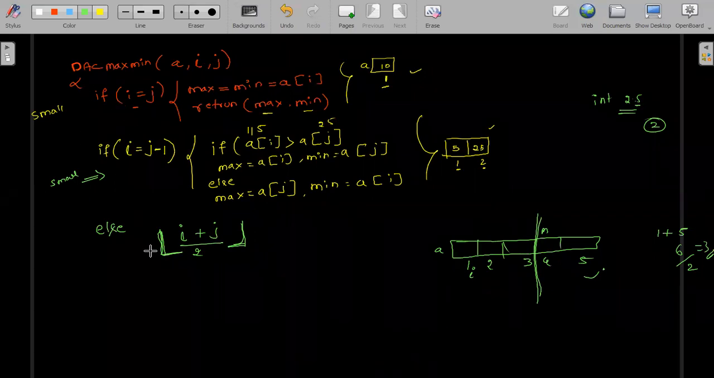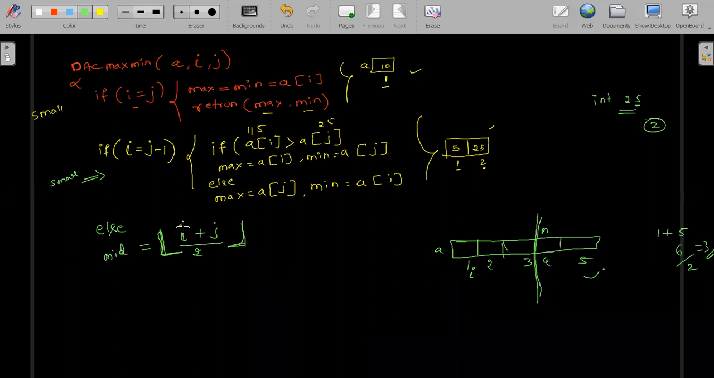So for this, the mid is what we are getting. That's it, very simple. The i value is the starting index, the j value is the ending index. Again divide by 2. That's it, very simple. No need to worry for this. Fine. Now, we divided in 2.